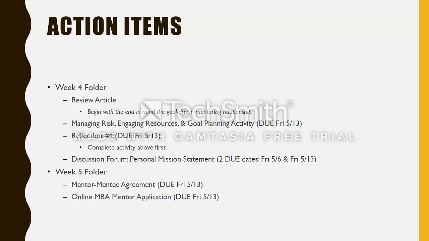And then we will have a discussion forum likely during weeks 4 and during week 3 or 4. But again, ignore the dates in here. I just want to get across to you that you're going to actually participate in a goal planning activity that is intended for you to take into your mentoring relationship.